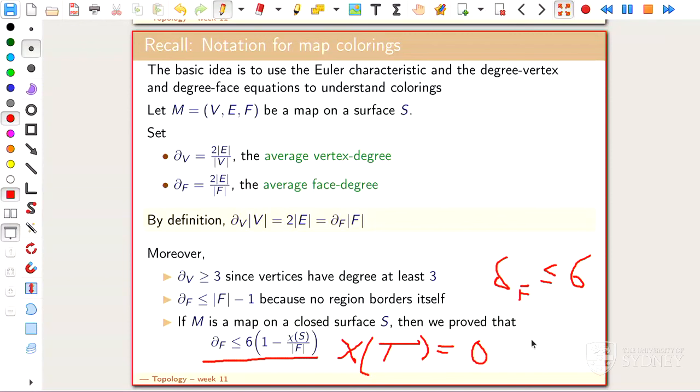On a torus, whenever you draw a map on a torus, there will be some face of degree 6 or less. These are kind of nice. So it's not very difficult as a formula, and it gives you a bound on the average size of your countries.